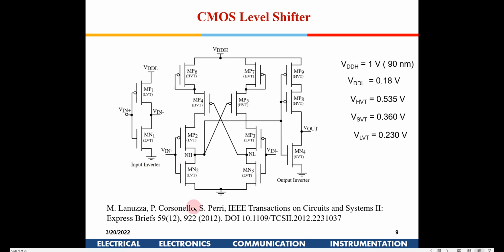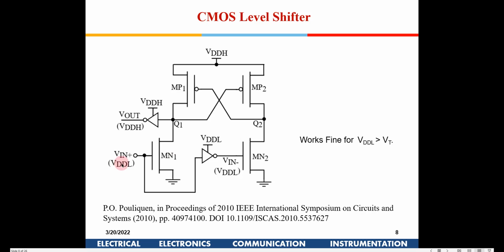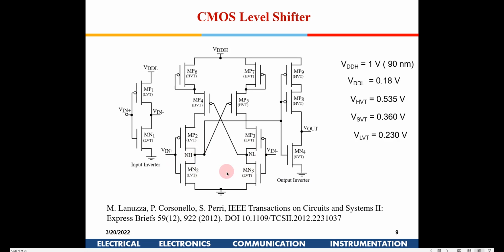Now this is a modified circuit which was again published in this paper, in which what they have done is that this can work below the threshold voltages also. In this circuit, we said VDDL has to be above the threshold voltage of these two transistors. That is one of the restrictions with these circuits. So now this particular circuit can work at slightly below threshold voltages also.